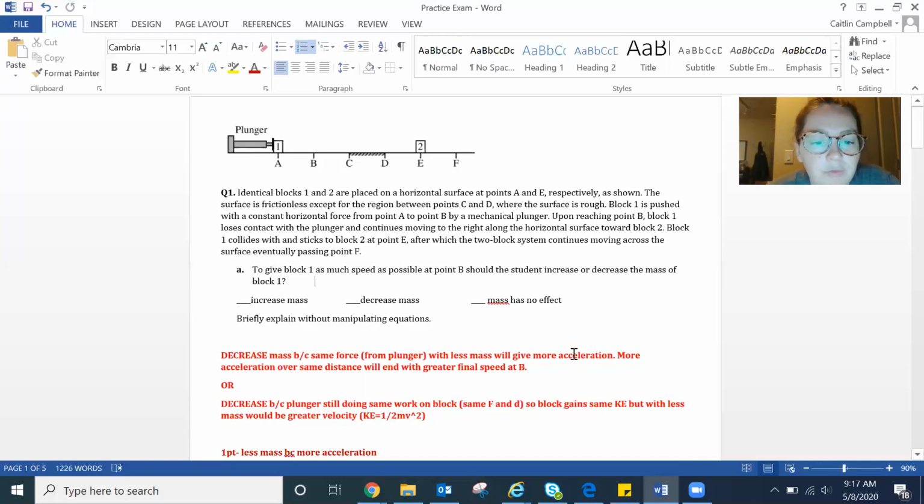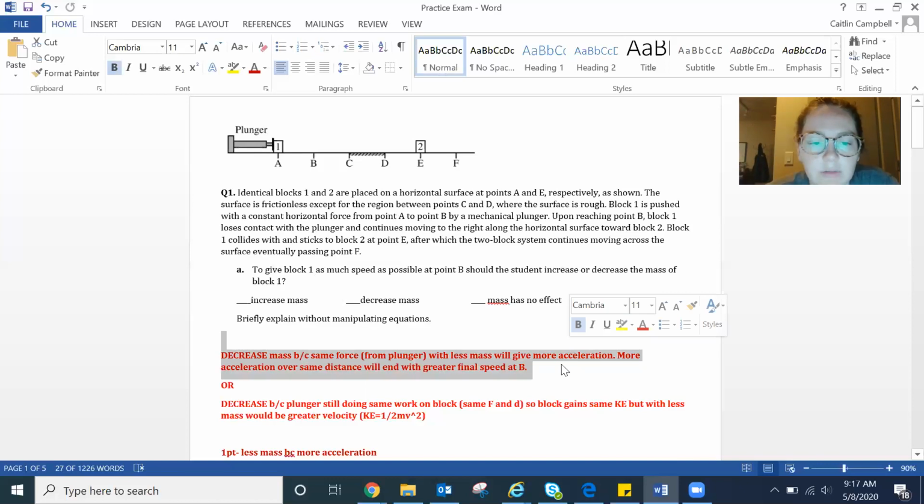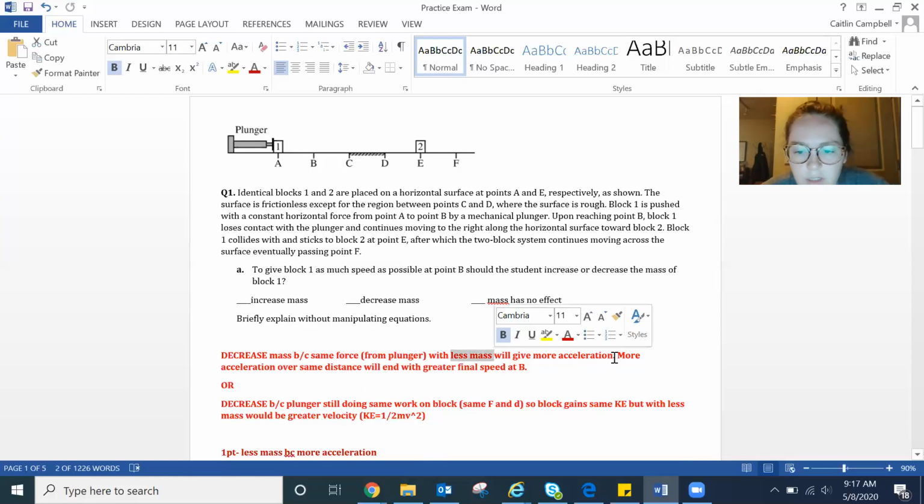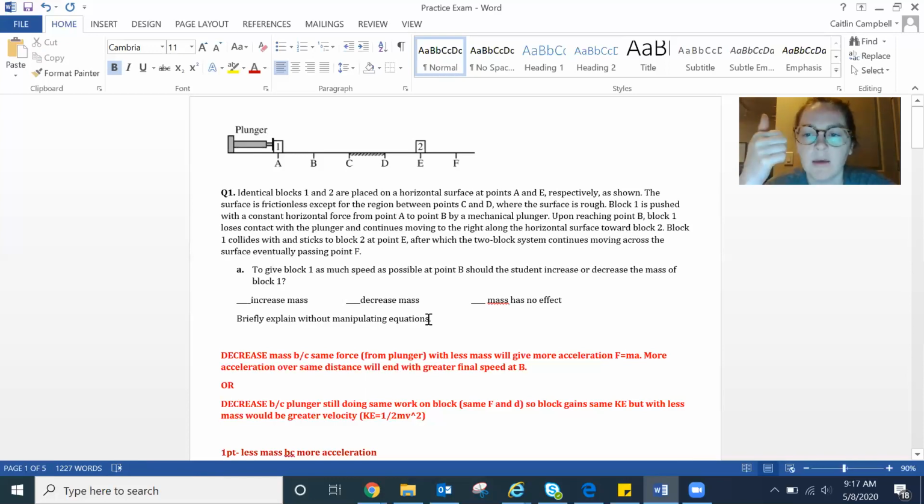I thought about it the first way, so forces and acceleration. So I said, okay, well, we're still getting the exact same force. It's still the same plunger, right? That didn't change. So I'm still getting the same force, but if I think about F equals ma, if I have less mass, that's going to give me more acceleration. I'll even put F equals ma. Now it says do not manipulate equations. That's okay to just say, hey, F equals ma, same force, less mass means more acceleration.